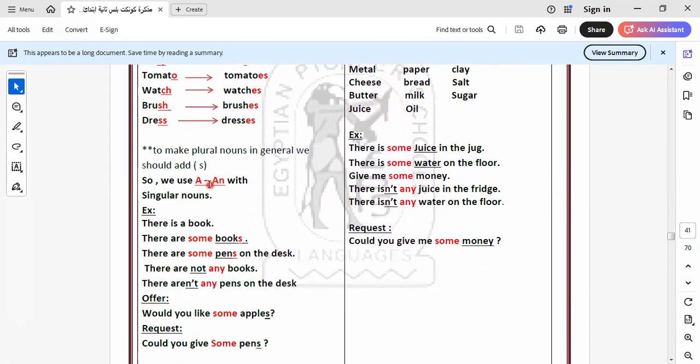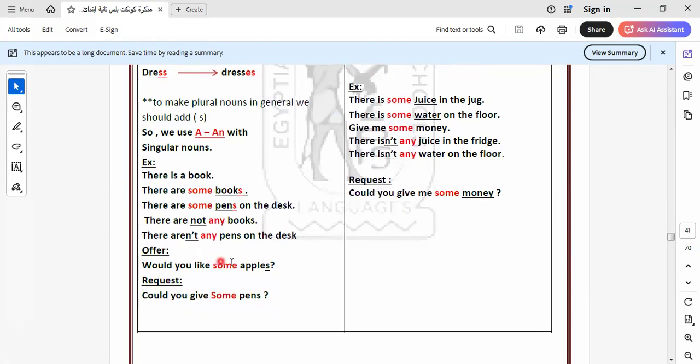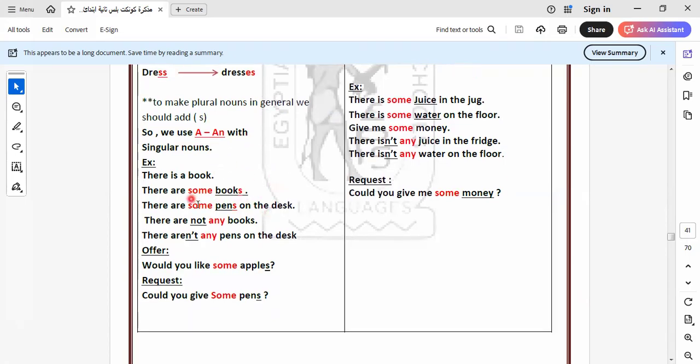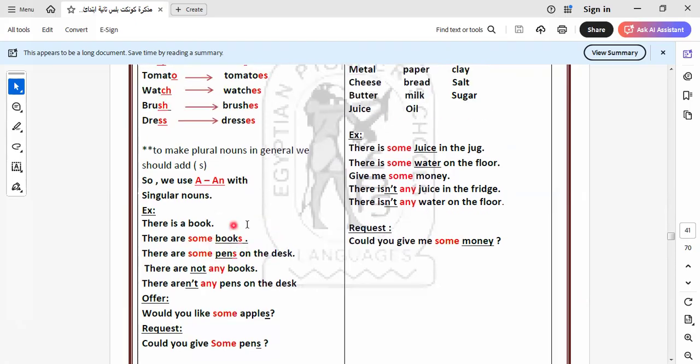Here we use a or an, with what? With a singular noun. Like we say a book, we say a pen. So here we have singular nouns, we use a. Here we use some and any. We use some with what?